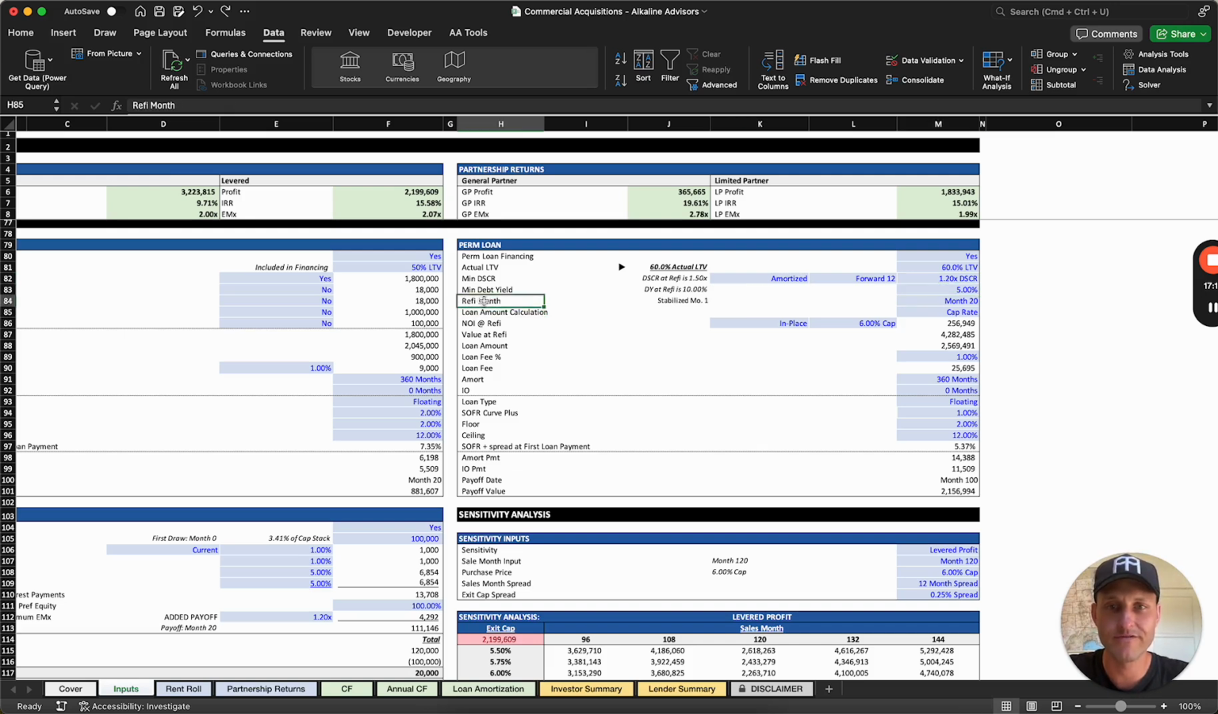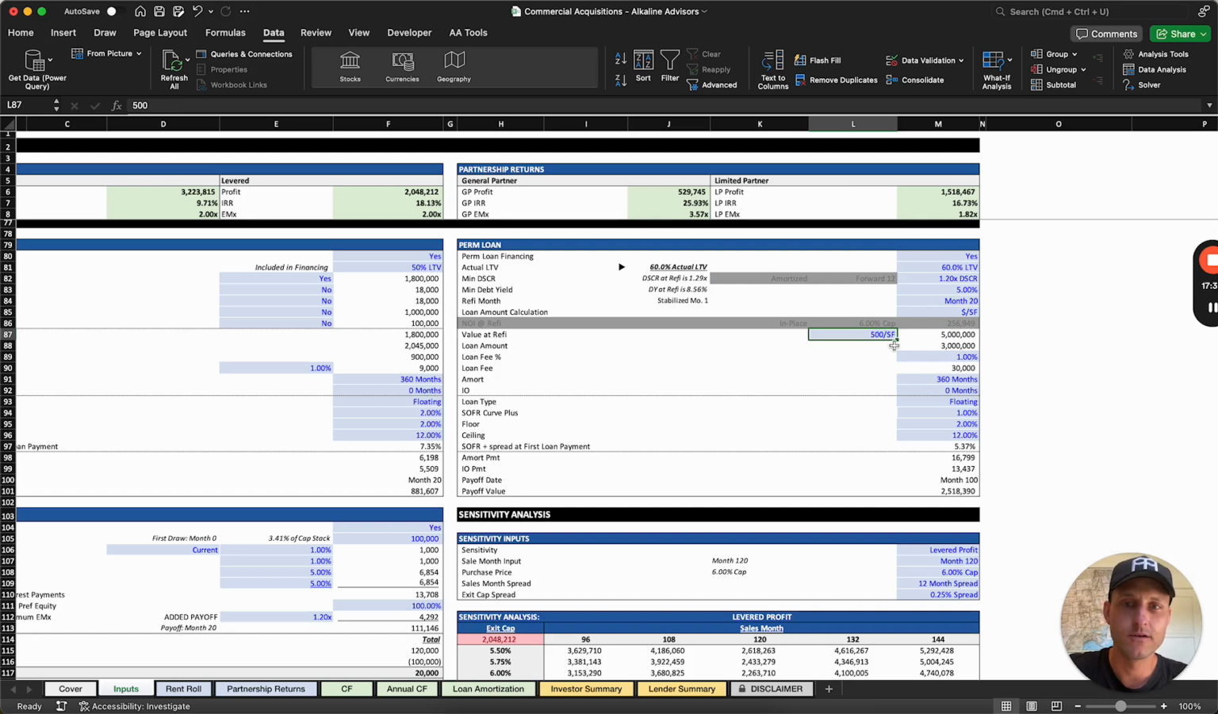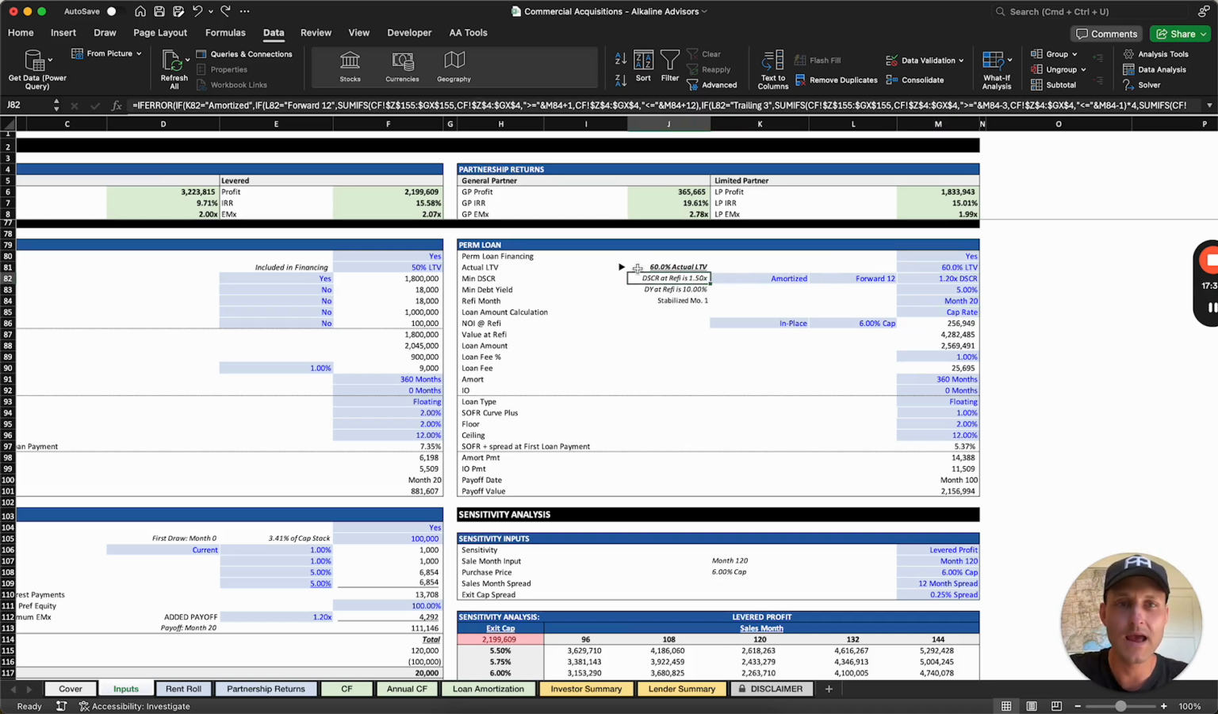Also, you can see we're refinancing in month 20. We're saying that we're stabilized in month 1. And then we're refinancing based off of a cap rate rather than a dollar per square foot. And for that cap rate, we're taking the in-place NOI and we're capping it at 6%. If we want, we can do value at refi based on a dollar amount per square foot. That's how you update it. So now we're saying that given that 60% LTV, we're at a 1.5 DSCR and a 10% debt yield.